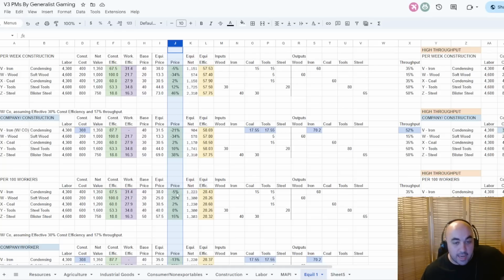Okay, the iron's the same, and the coal will also be roughly the same. Recall, these are both the 400 construction cost buildings, but wood has gone from minus 34 to now plus 25, and steel has gone from plus 46 to now only plus 15%, and steel tools have gone from 12 to 0% price difference.